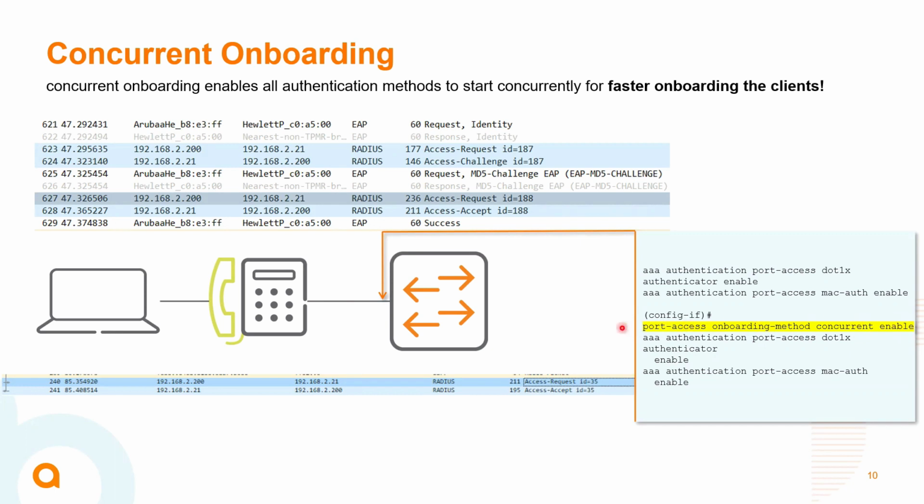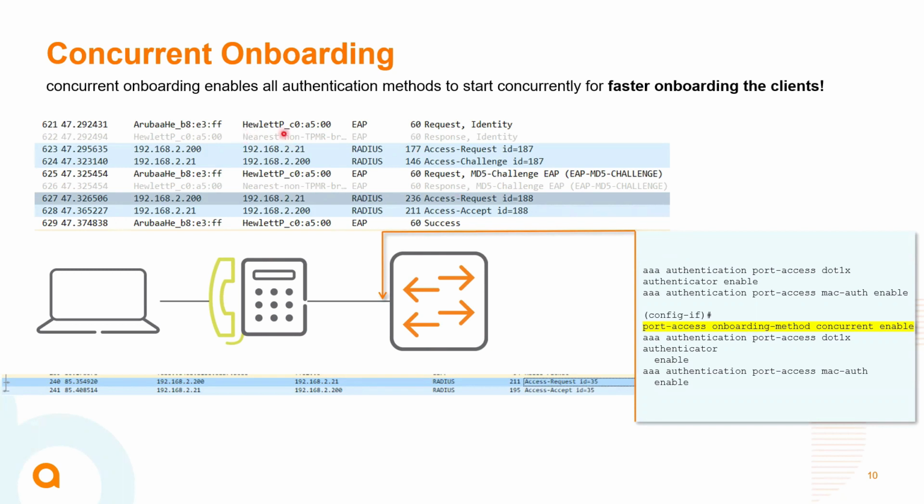As soon as you enable this command, the clients which are connected, consider this phone and the PC, will be de-authenticated, and these two clients will get re-authenticated or freshly onboarded concurrently. What does it mean? The EAP request will reach the AOS-CX switch, and also the MAC auth request will reach the AOS-CX port. Both access requests will be sent to the ClearPass concurrently by this AOS-CX switch from 10.6 onwards.